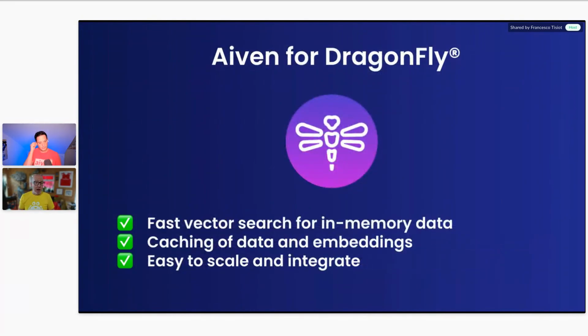And finally, Aiven for Dragonfly. This is an in-memory database, key value pairs. The power of that kind of in-memory speed is hard to match, and it's brilliant for really fast vector search. Caching of data and embedding.